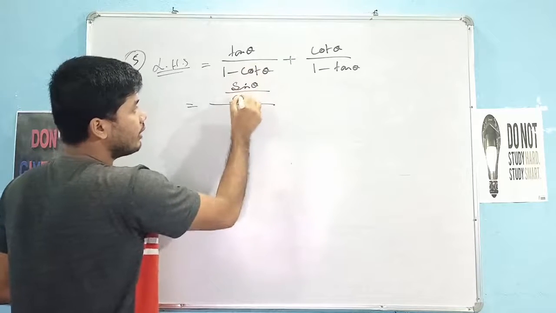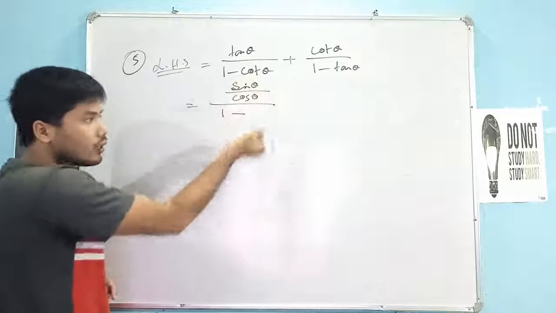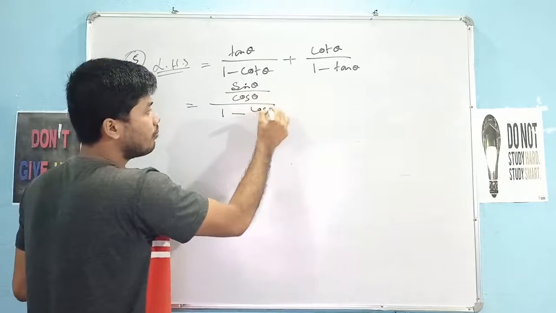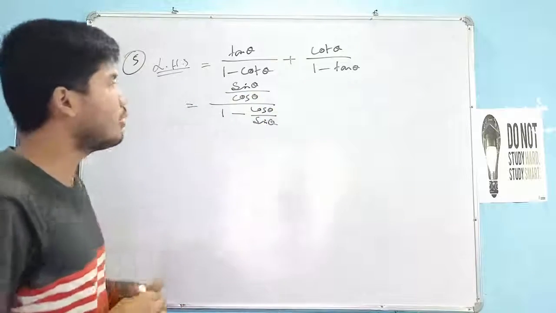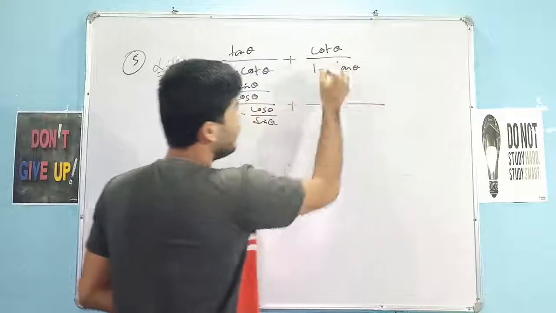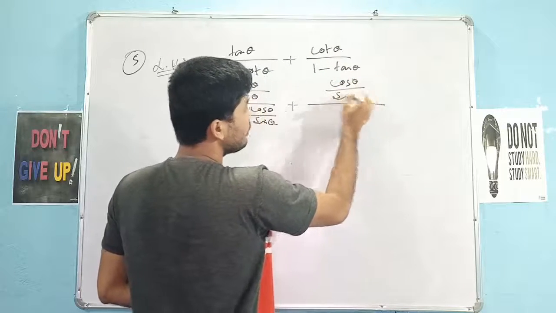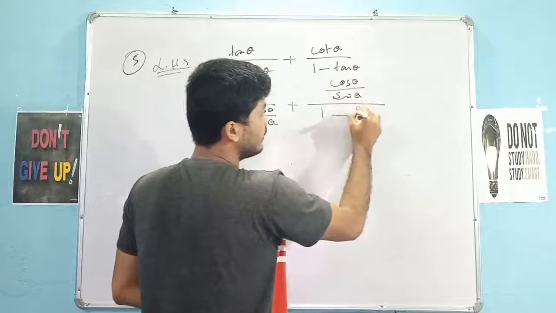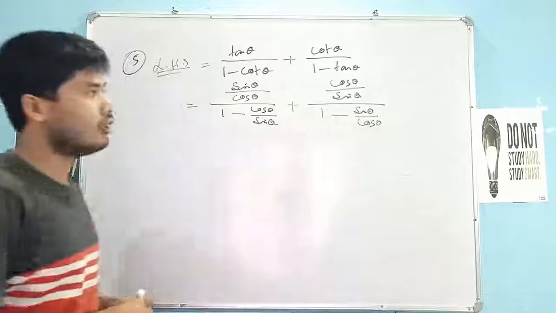Tan theta is sin theta by cos theta, and 1 minus cot theta, where cot theta is the reciprocal of tan theta, is cos theta by sin theta. Plus again here this is cos theta by sin theta, and 1 minus tan theta is sin theta by cos theta. Right? Awesome.